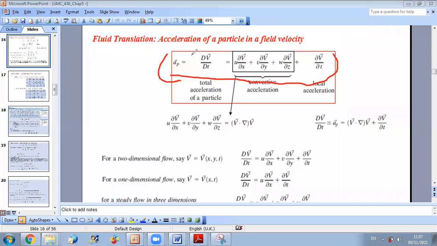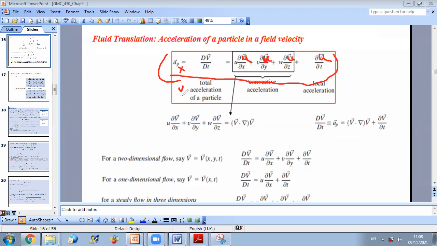So this vectorial relation can be decomposed into x, y, and z. All you have to do here, for example in Cartesian coordinates, to get ax, is replace the v vector by its x component, which is u. So you will get that ax is u del u by del x plus v del u by del y plus w del u by del z, plus del u by del t. This will give you the x component of acceleration.